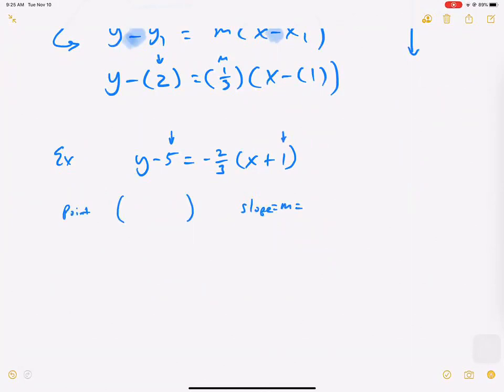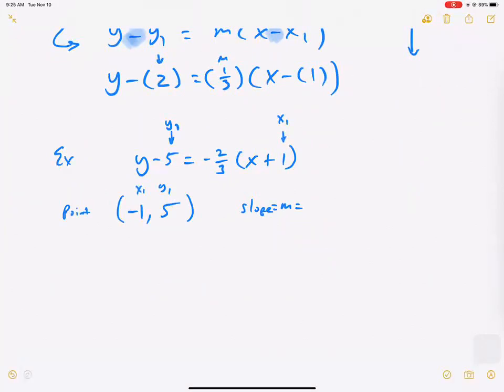So the point (x1, y1) is not (5, -1). That would be 100% wrong. Remember, this is actually a y, and over here, that's actually an x. So the x is negative 1, and the y is positive 5. And that looks kind of contrary to what we see here.